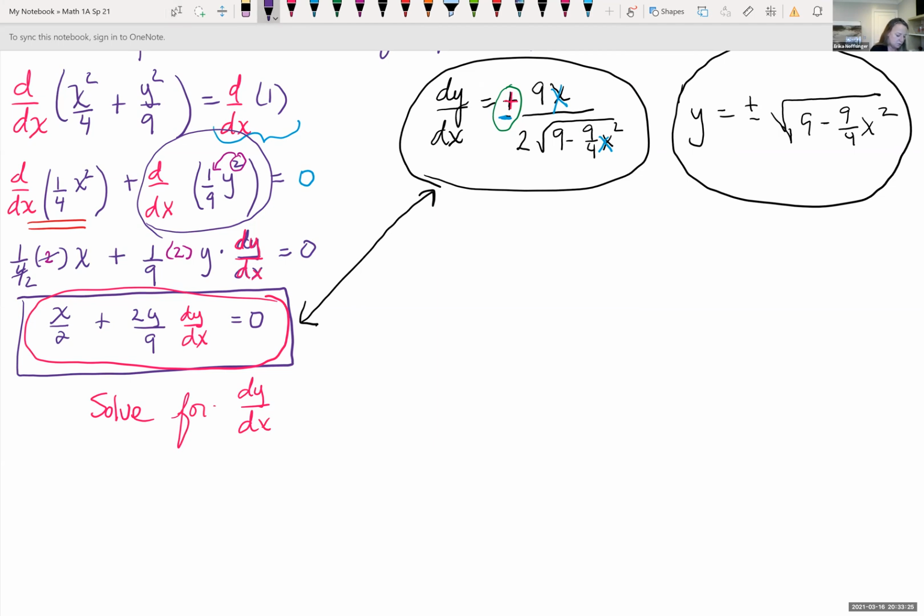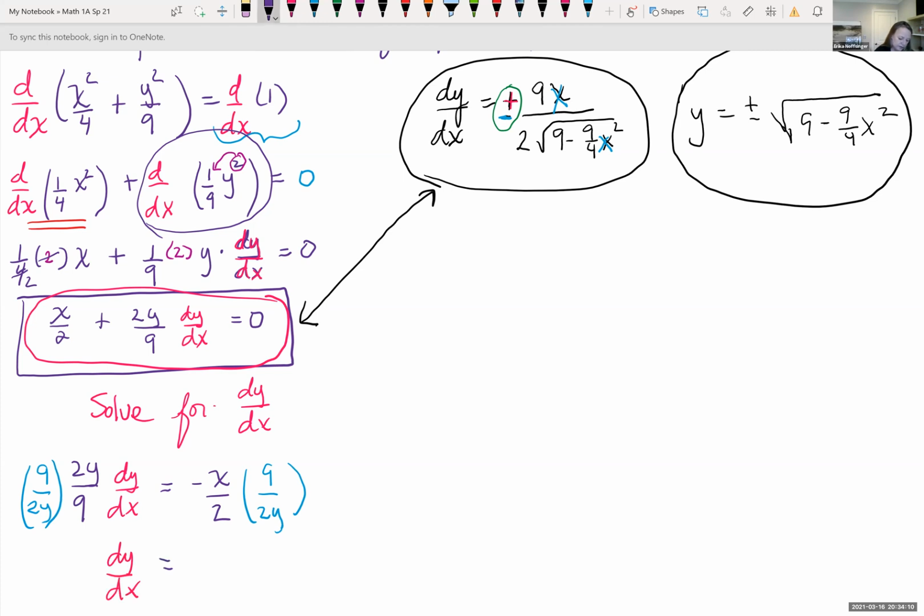And so subtracting x over 2, we get this 2y over 9 dy dx is equal to, well, we subtract x over 2 on both sides and taking it from 0, so we get minus x over 2. Let's get rid of the fraction in front of dy dx so we can get that by itself. So instead of dividing by a fraction, we can think of it as multiplying by the reciprocal. So 9 over 2y to make that a 1. 9 over 2y. And so we get our derivative, dy dx, is equal to negative x, 9 times x. So let's put the 9 first. Negative 9x all over 2 times 2y, 4y.